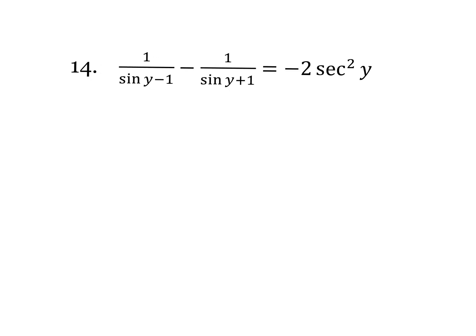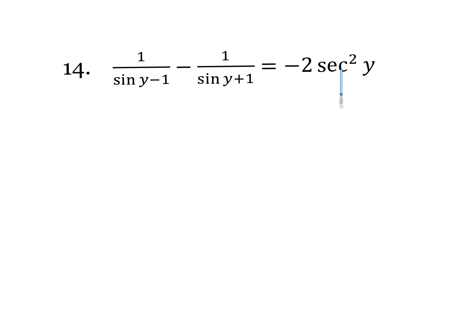How would we get, if you look at the answer, it has no fraction in it. We've got to get rid of our fractions. So we could at least combine those 2 into 1. How would I do that? How do you add or subtract fractions? Common denominators. What does sine of y minus 1 need? Sine of y plus 1. You know it. Let's do it. Sine of y plus 1.